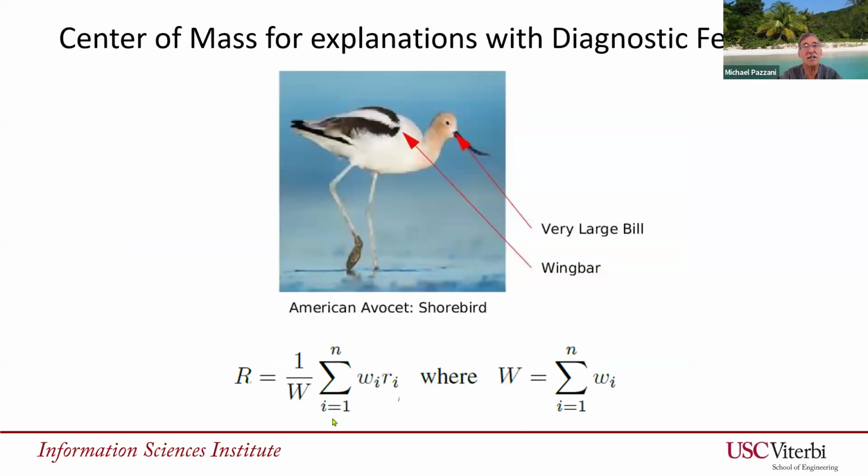Now, putting it all together, if you look at the center mass of the explanation, it's a weighted average of where that heat map is. You can then have a labeled arrow that points to it. So we're able to identify it's an American avocet, which is a shorebird, and it's got a wing bar and a very large bill, and point to the accurate places.